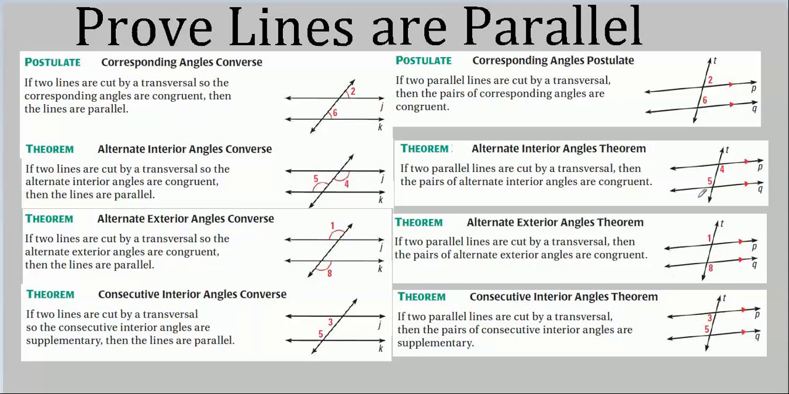Now suppose we just have two lines cut by a transversal. We don't know whether they're parallel or not, but we have a burning desire to know, are these lines parallel? One of the things we can use is the analog of the corresponding angles postulate, and that's the corresponding angles converse.